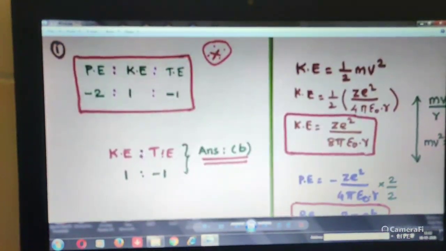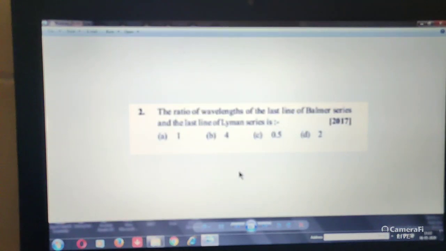Listen, dear students, in this atom lesson I observed that only very easy questions are being asked, not that much difficult. Easy questions only, so please listen. Let's see the second question.